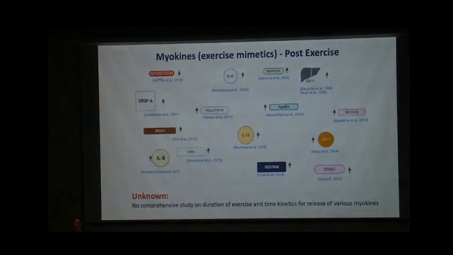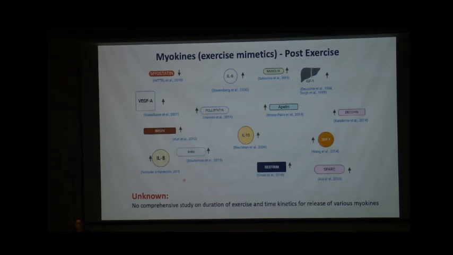So myokines, can they act as exercise mimetics? There are multiple studies which have shown that post-exercise, the myostatin level decreases, IL-6 level increases immediately, but it decreases eventually. IGF-1, which is insulin growth factor 1, increases, VEGF-1 increases, follistatin increases. So again, the answer is you exercise, contract your muscle, and improve your myokines.